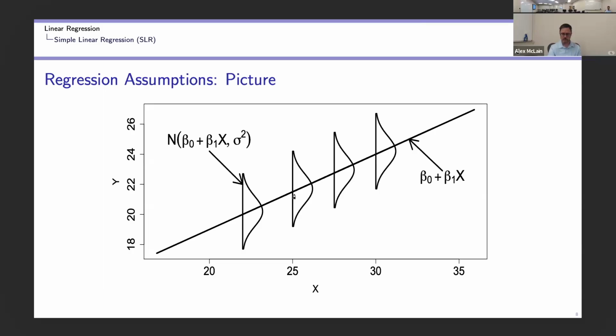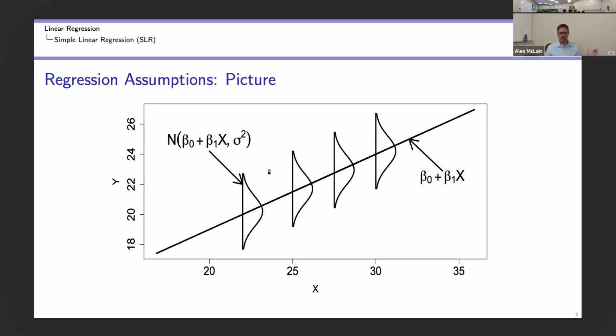And then similarly, when we go up to 25, what do we expect here? It's around 21 and a half, I'd say, but we can go higher or lower than that. So the data we'll see will be scattered around that true regression line with a normal distribution. So it's going to have a bell-shaped curve around that.